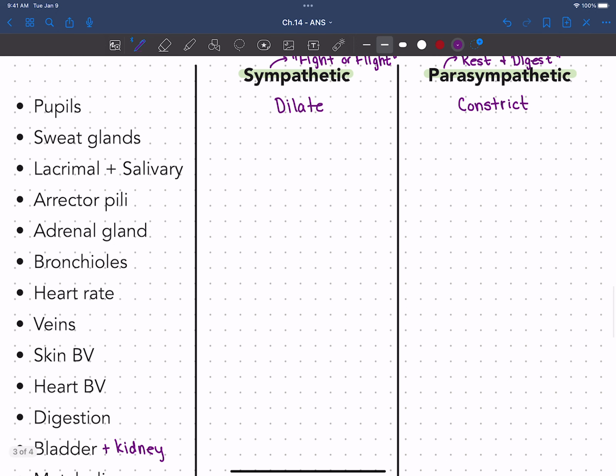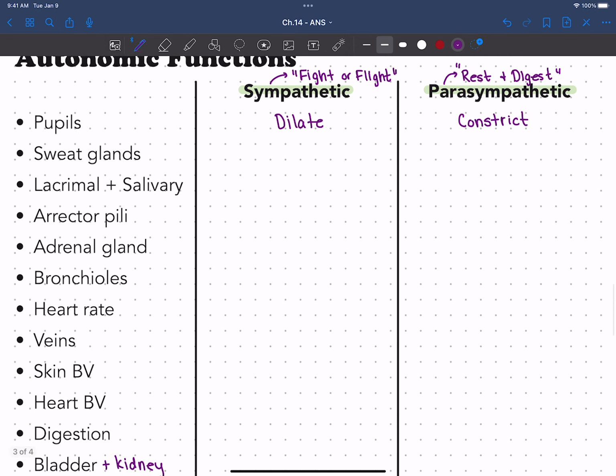All right, and then the sweat glands. So the sweat glands are not dual innervated. They are only activated by the sympathetic nervous system during a fight or flight situation, and that would obviously cause them to produce sweat. So the effect would be sweating. And then we're going to just put no effect here because it's not dual innervated. So the parasympathetic nervous system would have no effect.